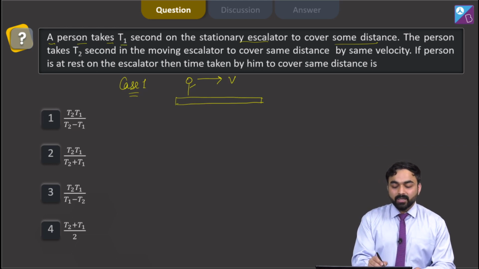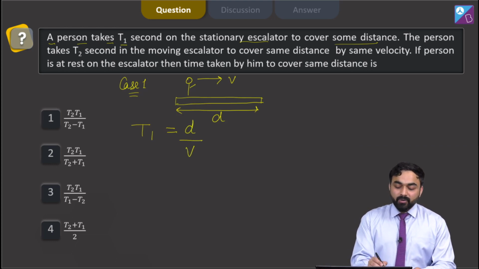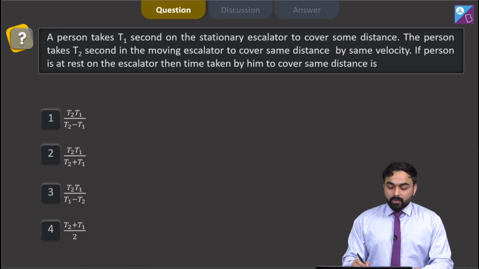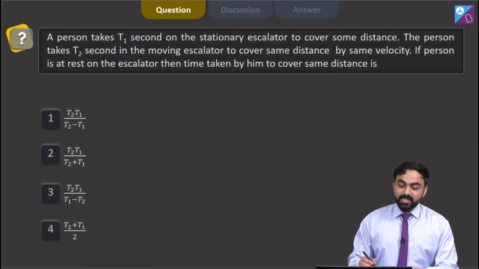So what can I write here? I can write t1 equal to, let the distance that the man covers be d, so I can write it as d by v. So the velocity of the man will come out to be d over t1 from this first case. Clear? Now, about the second case of this question, what is it saying?